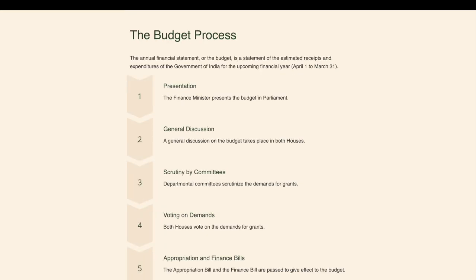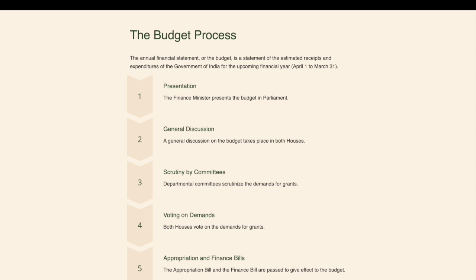This you need to remember. Now we will see the budget process. So in the constitution, the word budget is not mentioned. It is the annual financial statement, a statement of the estimated receipts and expenditure of the government of India for the upcoming financial year.